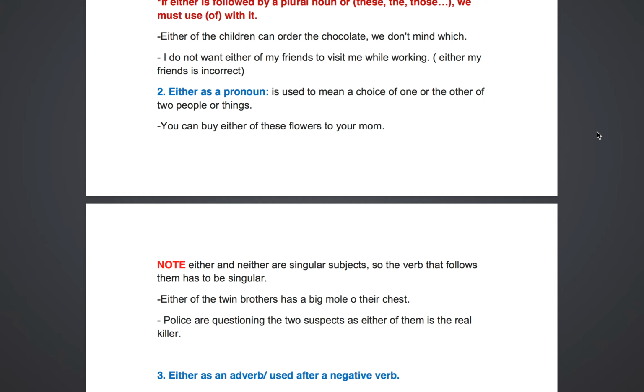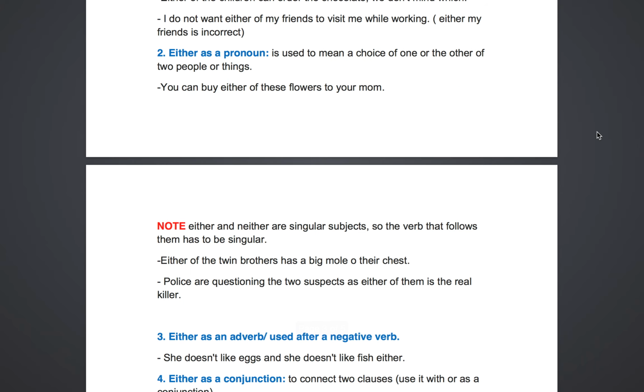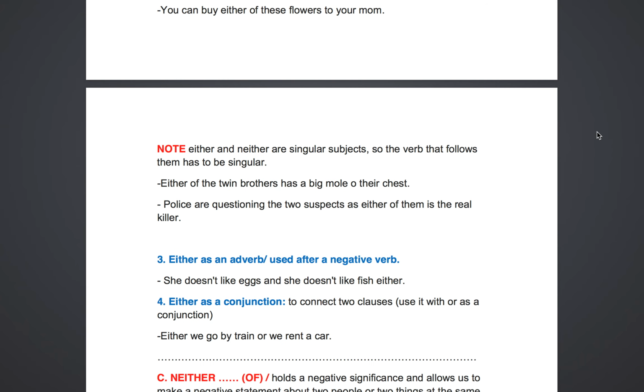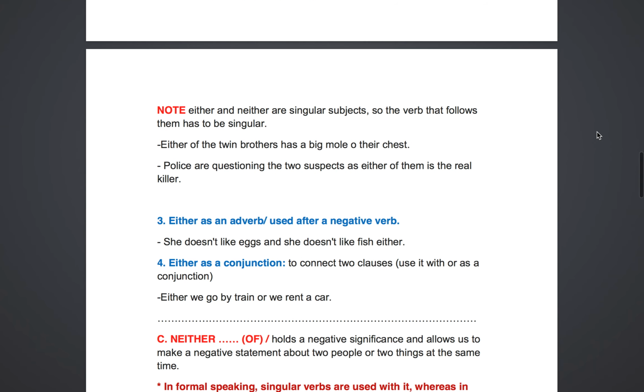Either as a pronoun is used to mean a choice of one or the other of two people or things. As I told you, this is used to refer to one of two things or two choices that we have. You can buy either of these flowers for your mom. You can buy each of the flowers that's available for your mom. So it refers to each of them alone.